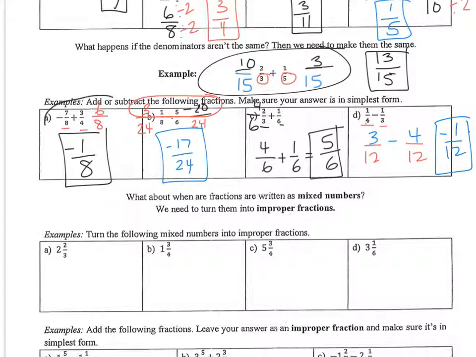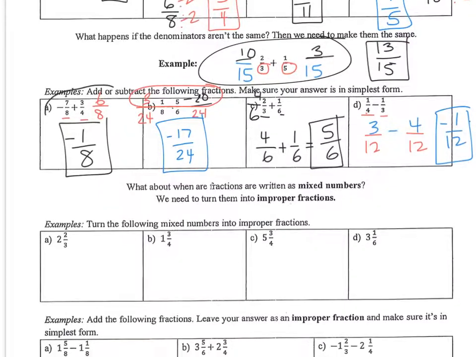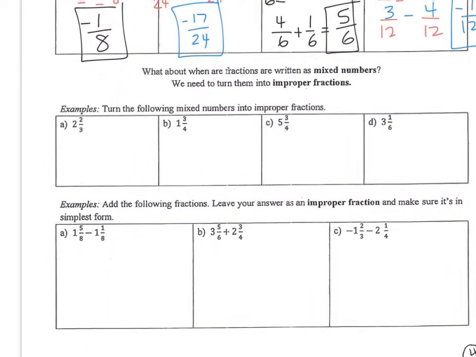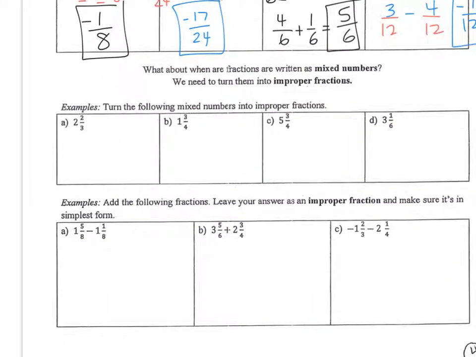Okay, what about when fractions are written as mixed numbers? So a mixed number, mixture means different things. So you have a mixture of two types of numbers because you have a whole number and a fraction. That's why it's called a mixed number. You're mixing up whole numbers and fractions.